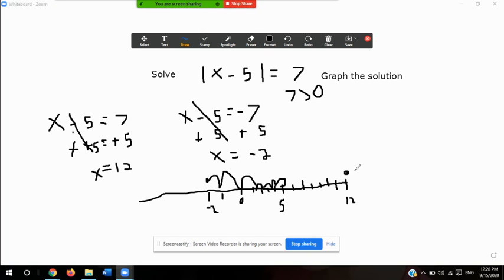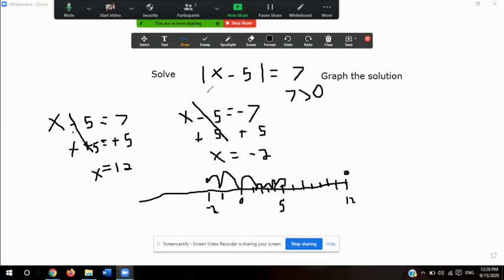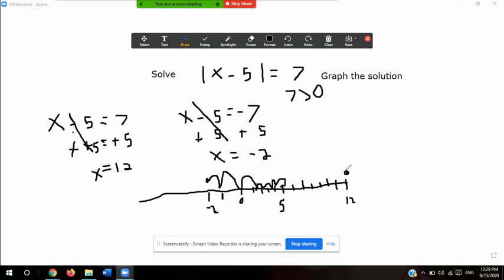So now I'm going to do the same thing with the 12, and I'm going to move 7 spaces to the left, because I want to see if in fact I do end in the same number where the negative 2 landed. So I say 1, 2, 3, 4, 5, 6, and 7. So I end up in the same place, which means that negative 2 and 12 are both correct answers.